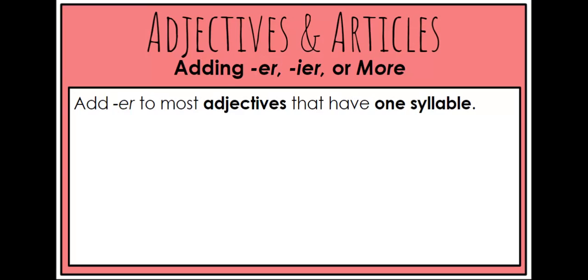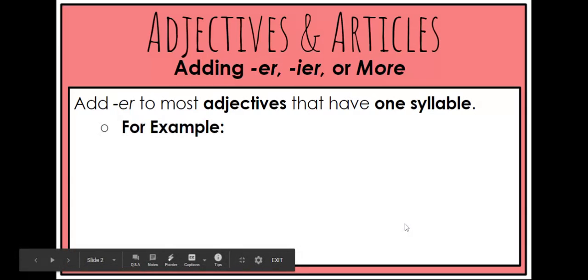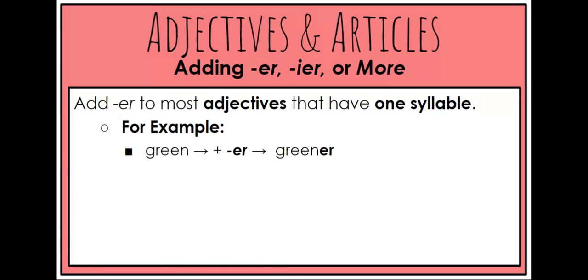The word add, it has 1 vowel sound, so it has 1 syllable. The word syllable, it has 3 syllables. So for adjectives that only have 1 syllable, we will only have to add the suffix er. So green is an adjective, and when we add the suffix er, that makes it greener.